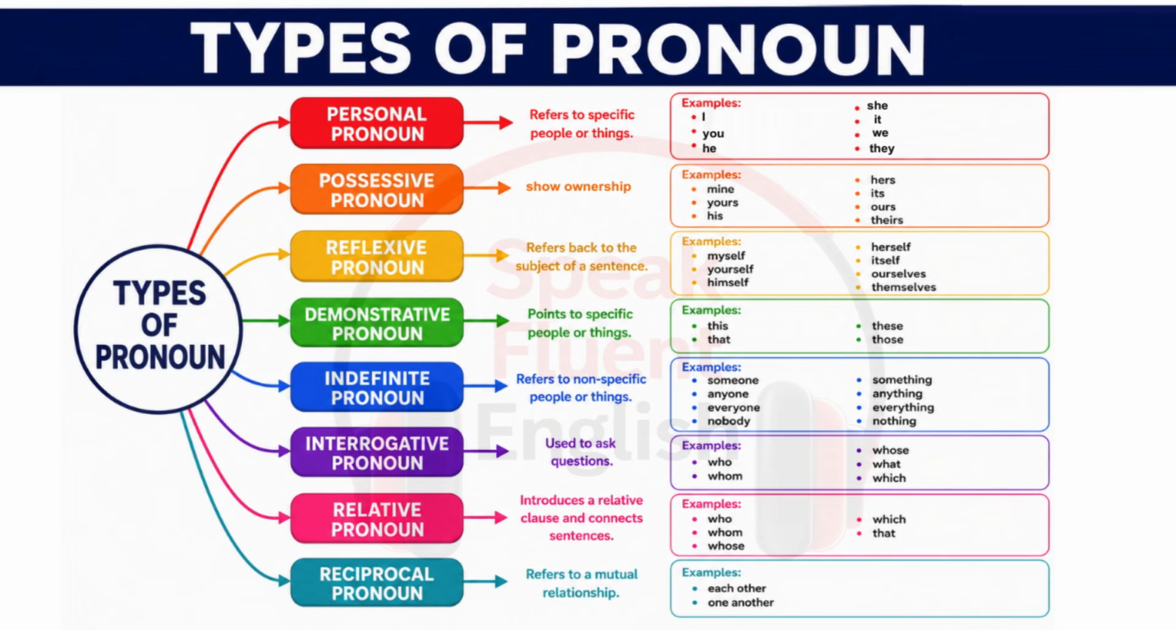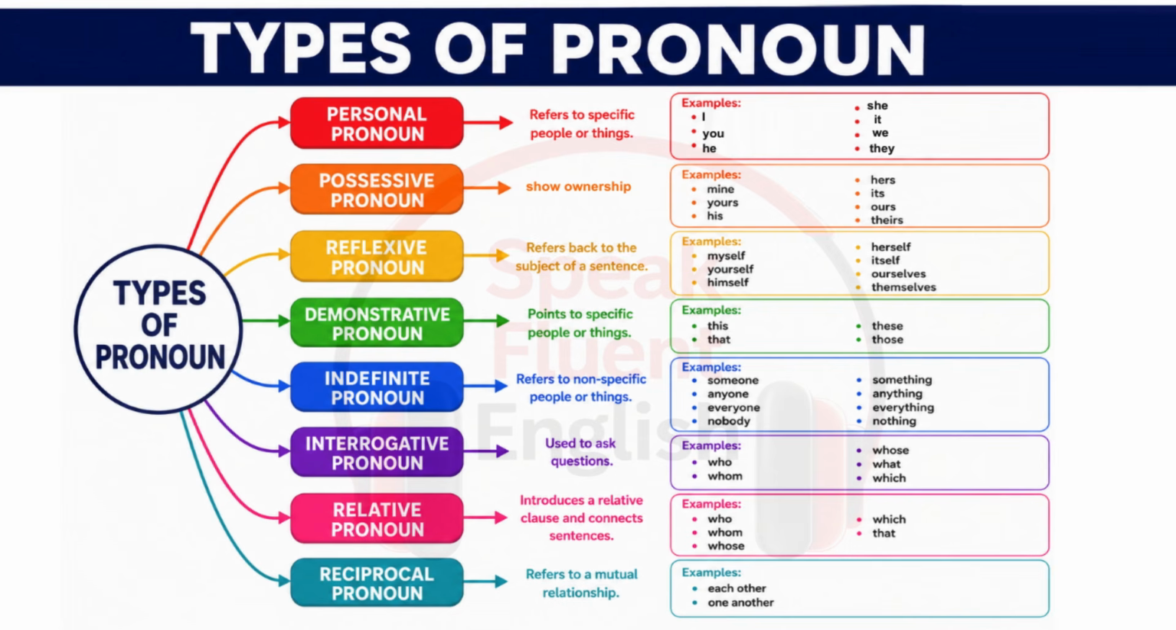Himself. He fixed the bike himself. Herself. She cooked dinner herself. Itself. The door closed itself. Ourselves. We prepared the meal ourselves. Themselves. They built the house themselves.